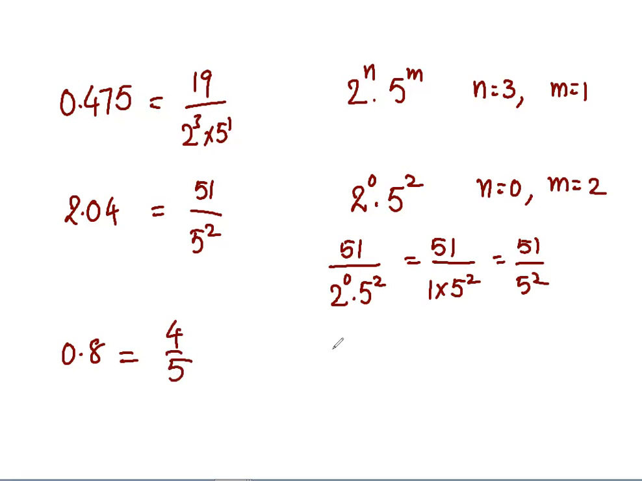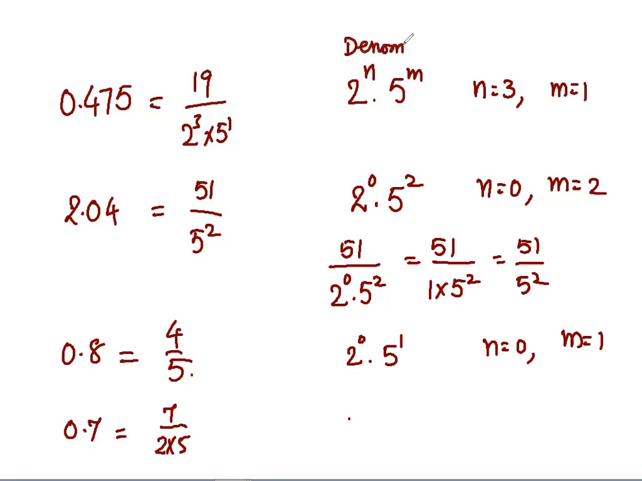Here the denominator can be written as 2 power 0 into 5 power 1. Here n is equal to 0 and m is equal to 1. 7 by 10, that is 0.7, can be written as 7 by 2 into 5, 7 by 10. Here, in the denominator, it can be written as 2 power 1 into 5 power 1. So here n is equal to 1 and m also 1.